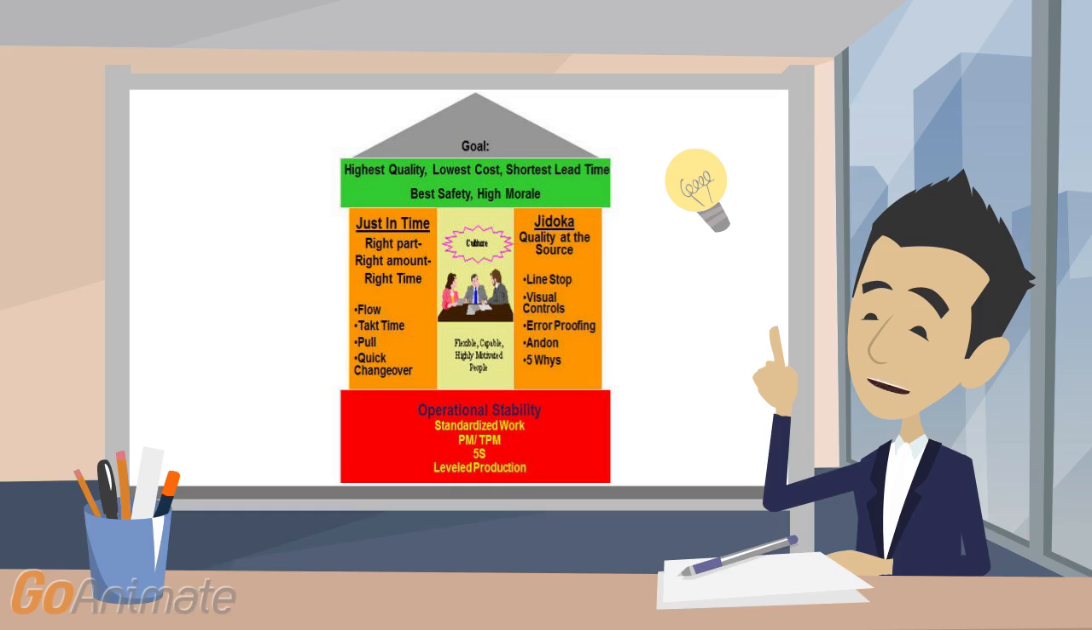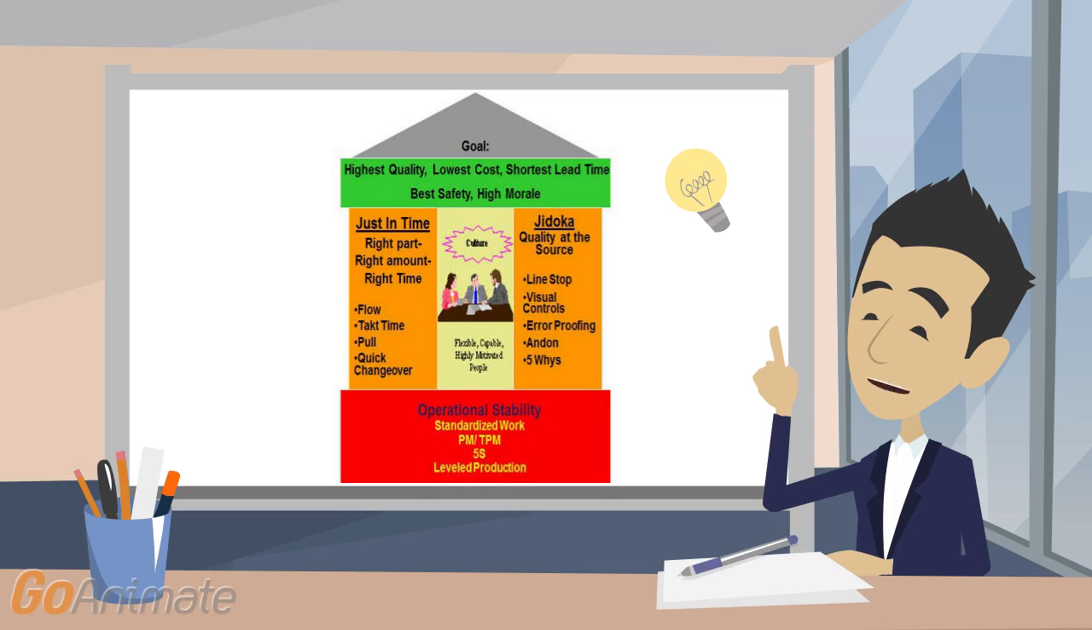until we get to the root cause of a problem rather than addressing symptoms of problems. At the base of the Toyota production system, we have operational stability. To create and maintain stable processes, we employ standardized work, which ensures that our processes are consistent and that we are able to meet the needs of the customer.